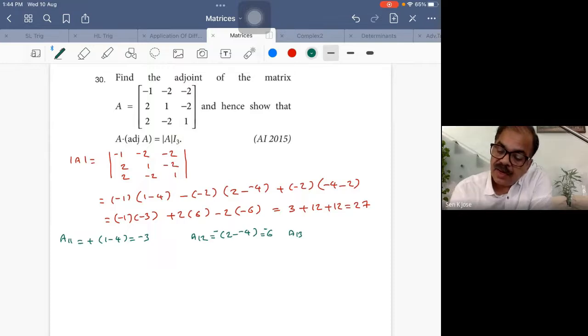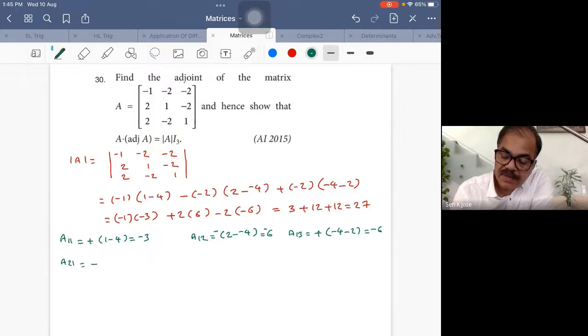And then A13 will be plus of, that's A13, delete the row and the column it contains. Cross multiply -4 minus 2, which is -6.